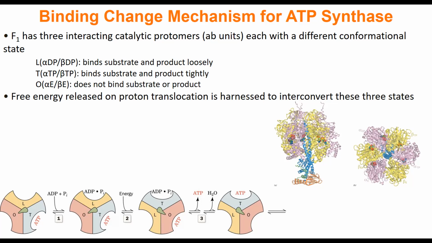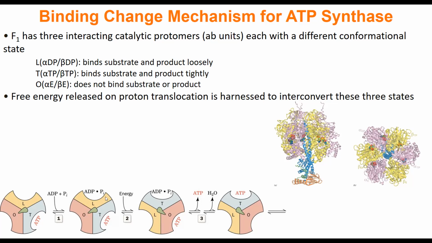And you have 3 different conformations you can be in. Oh, I should turn on my camera so you can actually see me saying 3. The L, the T, the O. The loose, the tight, the open. All right, so if we start on the bottom left here, we have open, loose, and tight. And so our first step is ADP and phosphate, they bind to the loose. And then energy comes in.